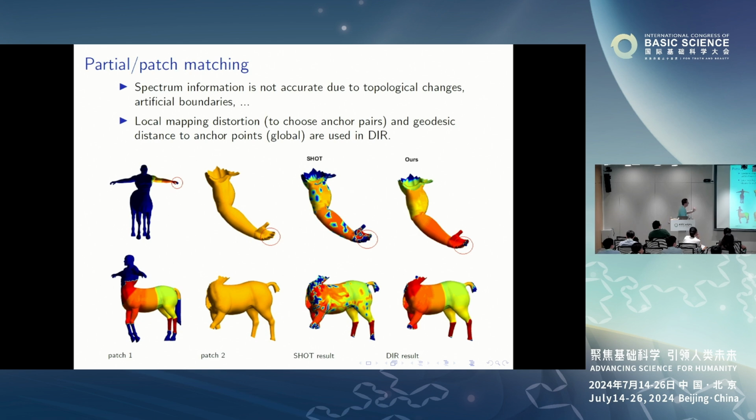Now the whole shape. Here you cannot use the Laplace eigenvector for this because it's affected by holes and by the boundaries. Here we use global geodesic distance as a global criterion. As I said, it always means some local criteria and some global criteria.